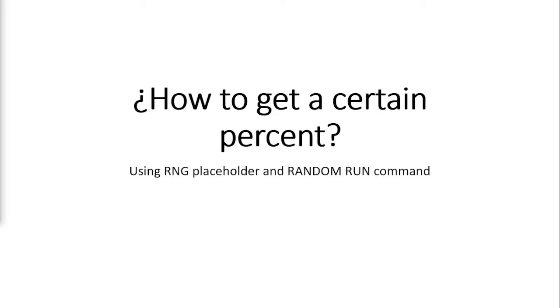In this case, I will be explaining how to get a certain percent using the RNG placeholder and the random run command. Let's start with the RNG placeholder. Keep in mind that RNG placeholder is from PlaceholderAPI, so you would need it to use it.